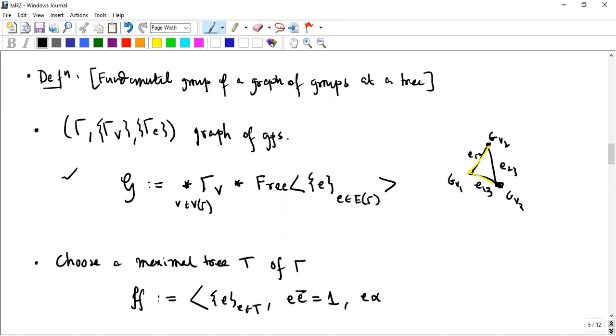And E T alpha E bar is equal to S alpha, okay, for all E which are not in T. So these are for the edges which are not in the tree, E not in T.